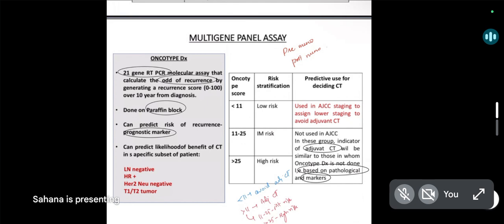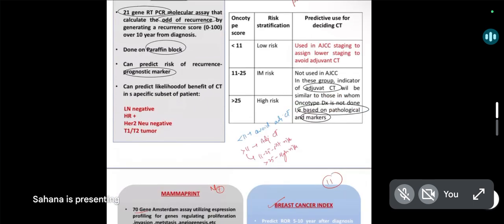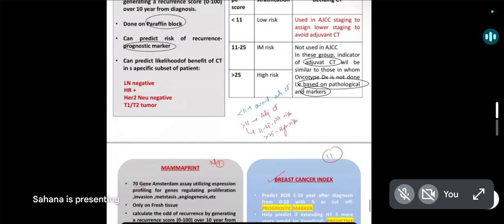In intermediate risk, you can really have a dialogue with the patient and you can consider to omit, but it is recommended to give. In less than 11, you can omit giving chemotherapy. In postmenopausal, there are only 2 groups, less than 25 and more than 25. Less than 25, you can omit. More than 25, you will have to give.